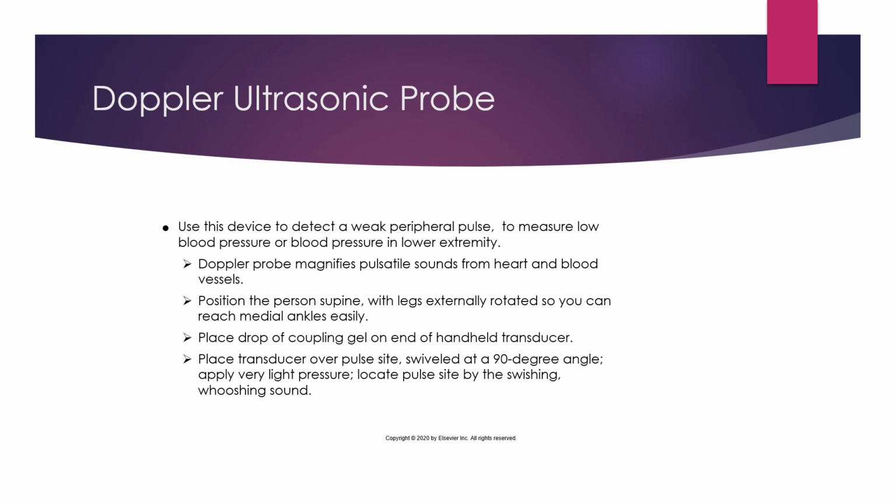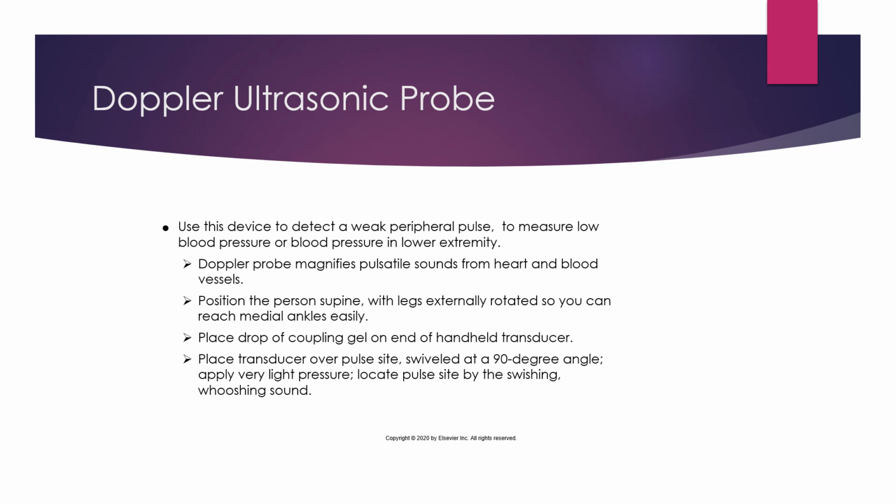The Doppler ultrasound is used to detect a weak peripheral pulse, to monitor blood pressure in infants or children, or to measure a low blood pressure or blood pressure in a lower extremity. The Doppler probe magnifies pulsatile sounds from the heart and blood vessels. You would position the person supine with the legs externally rotated so you can reach the medial ankles easily.